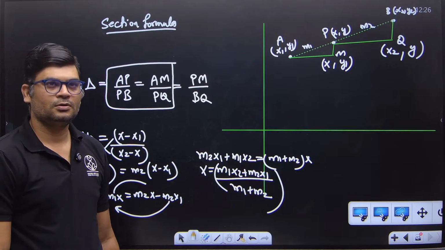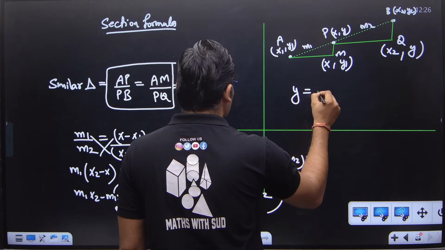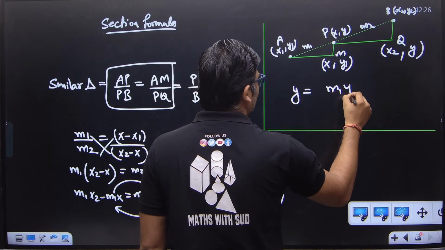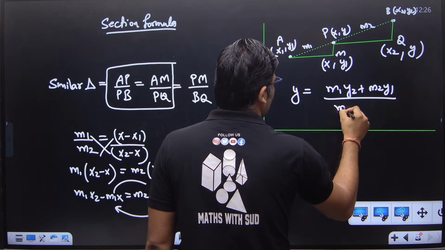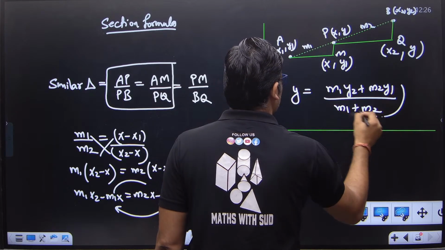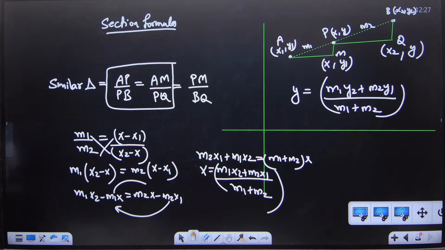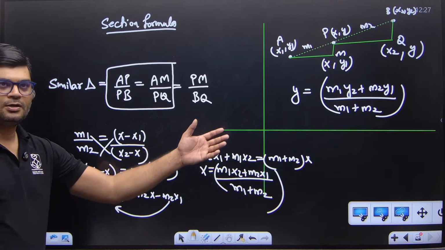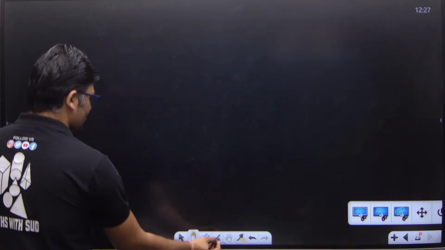And the same goes for y. So for y, what will the formula come as? m1 y2 plus m2 y1 divided by m1 plus m2. Understood? Yes. Understood the derivation as well? Yes. So what kind of questions comes on this part? Section formula. So the questions comes like this.